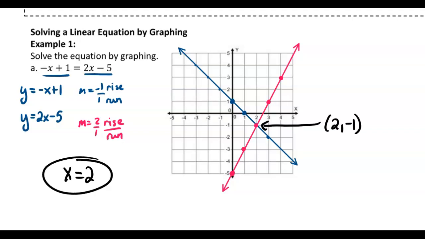And the reason you only use the x value on these is look at the original equation right here. It was just x's. We added in the y to graph it, but if you look at that equation I highlighted, it was only x's, so x equals 2 is our solution.